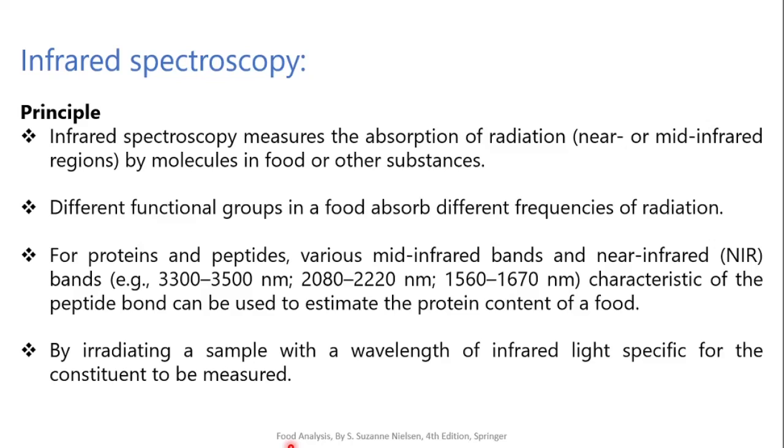3300 to 3500 nanometer, 2080 to 2220 nanometer, then 1560 and 1670 nanometer. These are the characteristics of the peptide bond that can be used to estimate the protein content of the food.